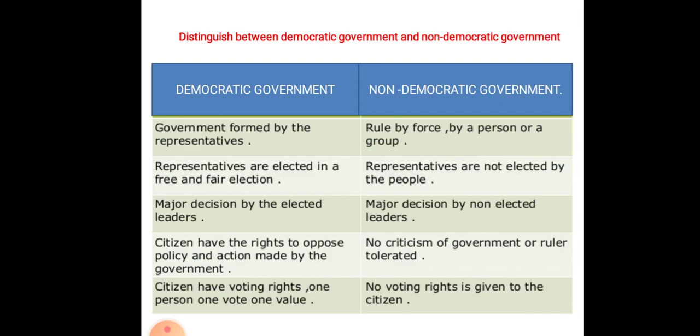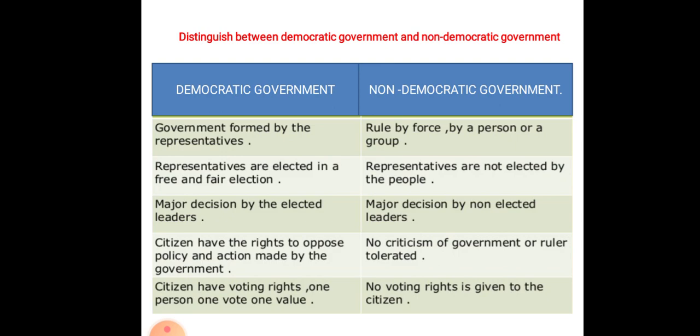Democracy is based on the idea of deliberation and negotiation. As a result, democratic political systems take time in executing decisions. In a democratic government, citizens have the right to oppose policy and action made by the government. But in non-democratic government, no criticism of government or ruler is tolerated. People don't have any right to criticize the government in a non-democratic government.